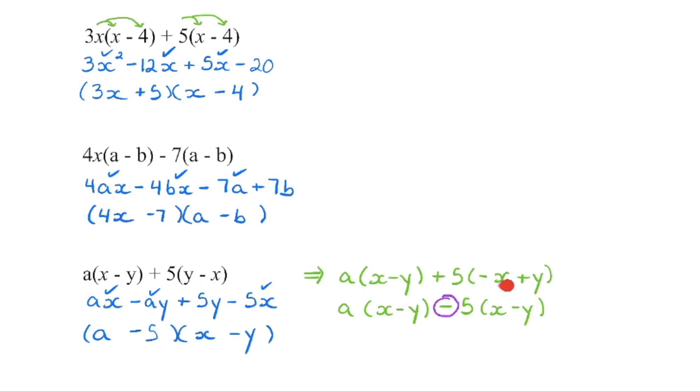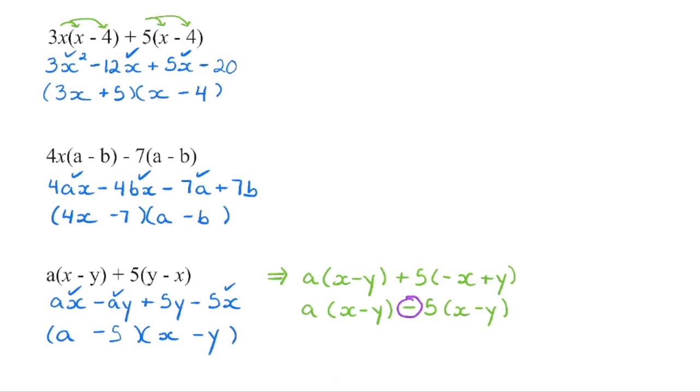We just pulled a negative 1 out of this bracket, and that changes this sign here. Now you can see that we have the same bracket, x minus y, that's a factor common to both, and then we have the a minus 5, we can group together in the other bracket. This process is called factoring by grouping.